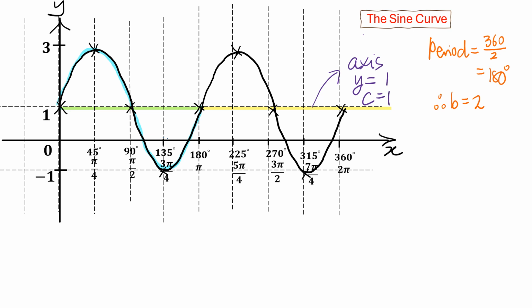And in this case here, your C is equal to 1, because it's a horizontal line, y equals 1, so C is equal to 1. And the height of your curve is 2 units. You just take this 3 minus 1. It gives you 2 units. So your value of A will be 2.